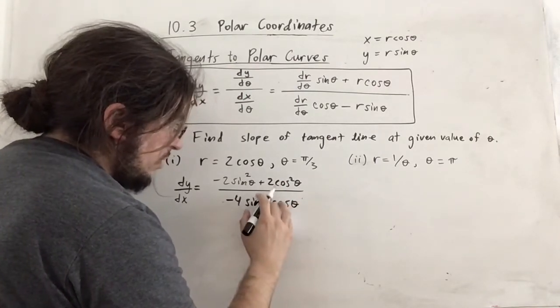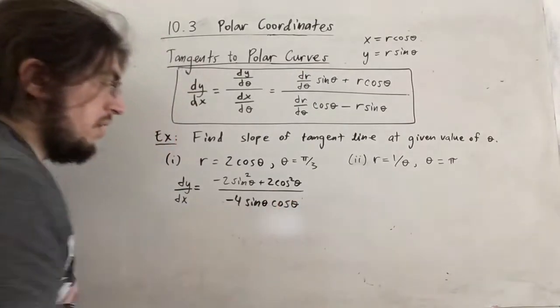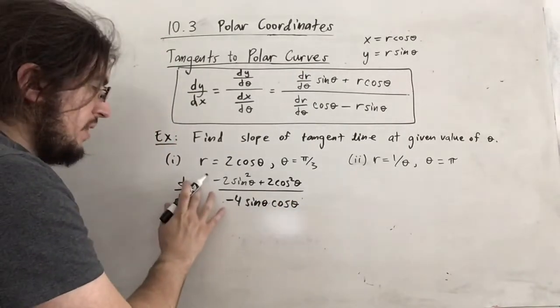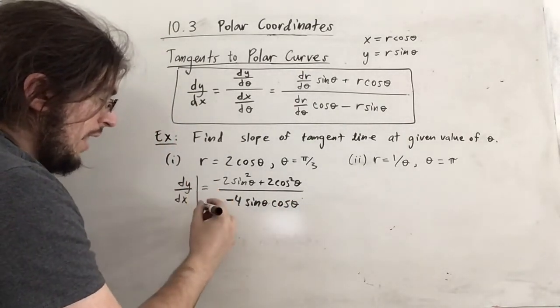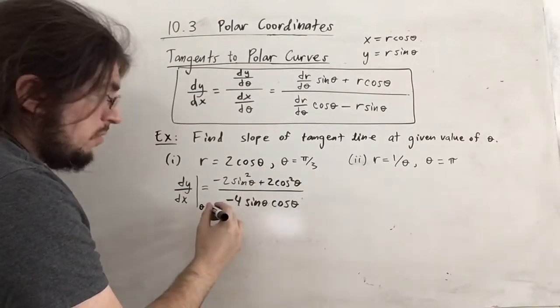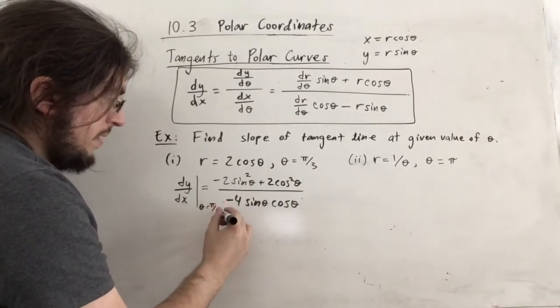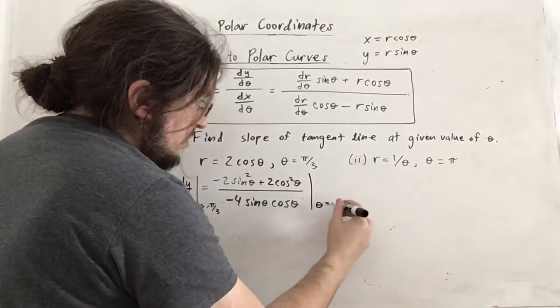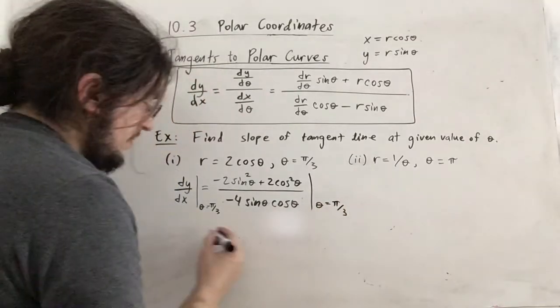I'm not showing too much work here, but hopefully we can follow. And now we want to evaluate this at theta equals whatever value was given, and that's pi over 3. So now we're going to plug in theta equals pi over 3, and let's see what we get.